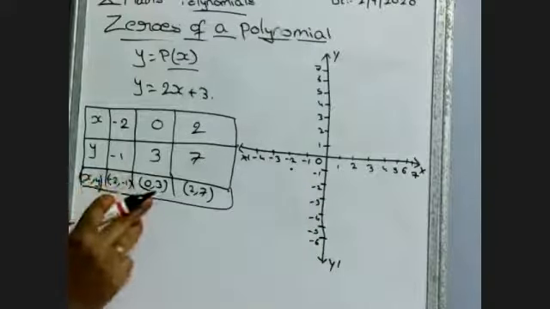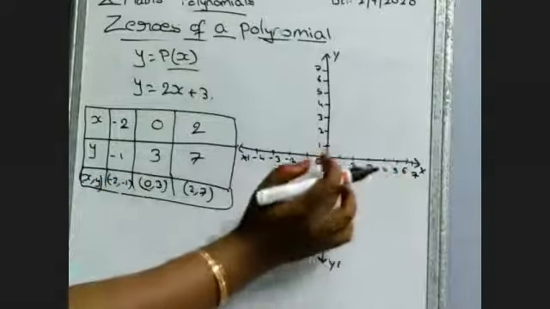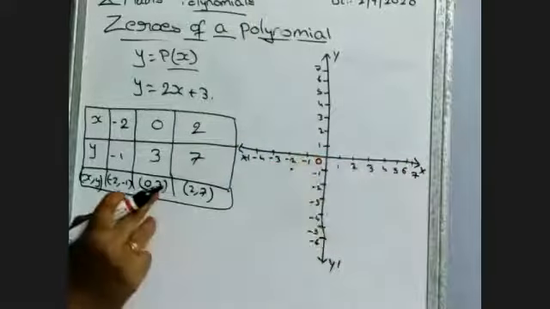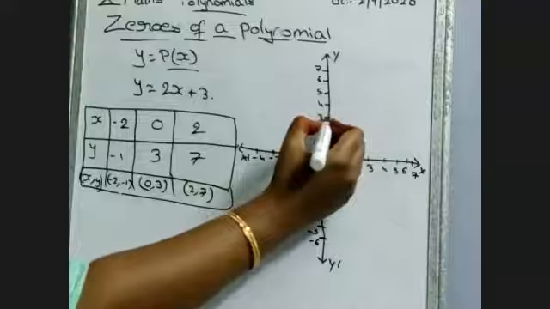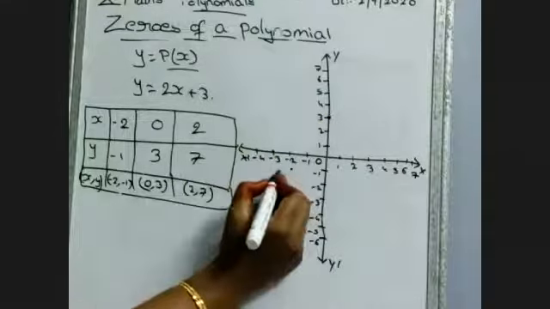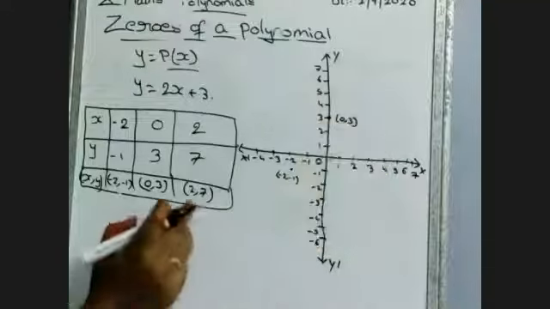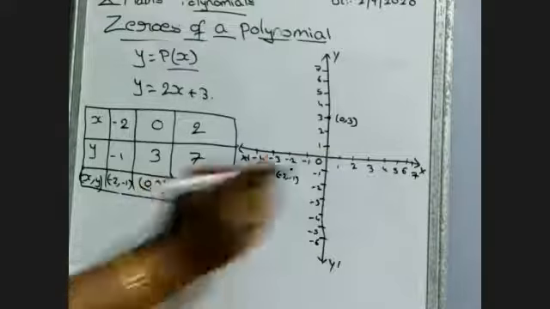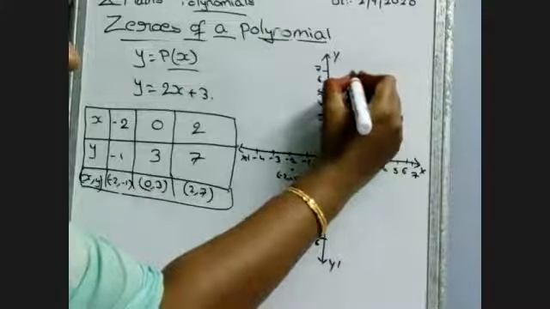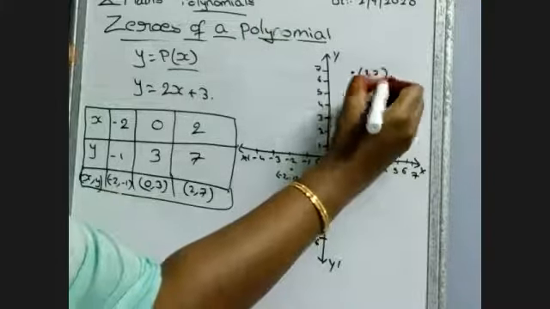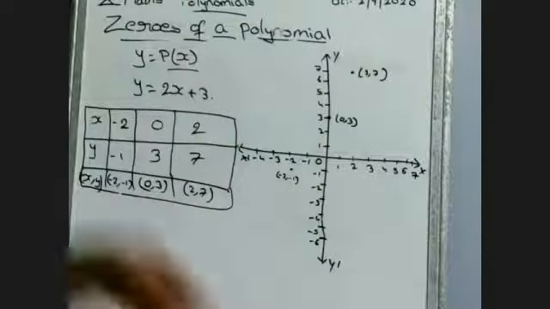Next 0, 3. The x value is 0, so here 0 is there, and the y value is 3. So the 3 is here, and you can take a dot here. And write down here: this is -2, -1, this is 0, 3, and 2, 7. The x value is 2 and the y value is 7. So as it is above 7, you can take the value 2, 7. So now you have to draw it.